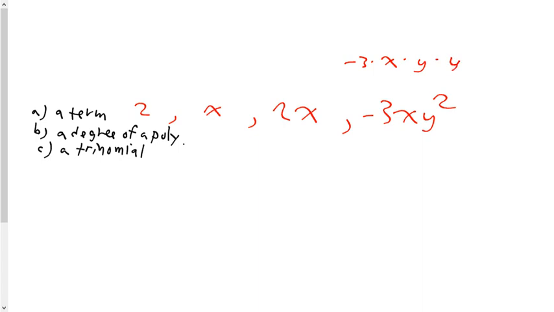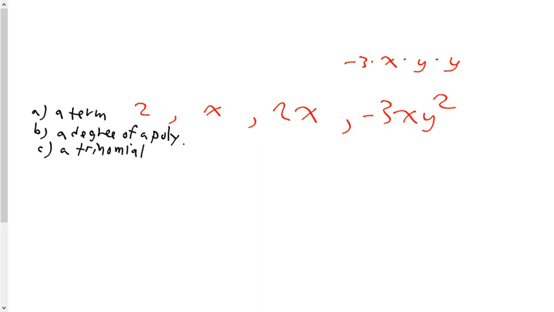The next one is your definitions. What is a term? A term is a mathematical expression of a number or a variable or the product of numbers and variables. So for example, we could say that 2 is a number. That's a term. X is a variable. That's a term. Or 2x, which is the product of 2 and x, is a term. Or negative 3xy squared is a term because it's the product of negative 3 times x times y times y.